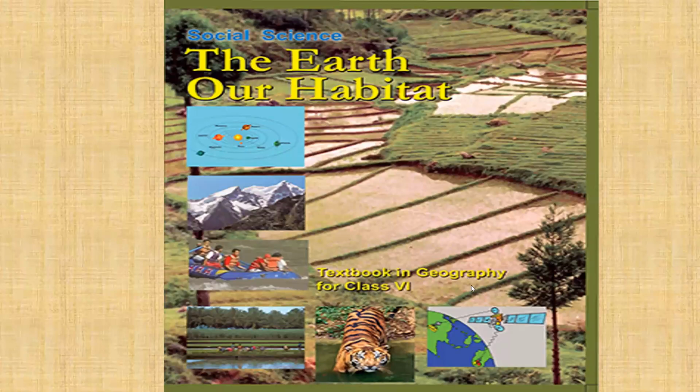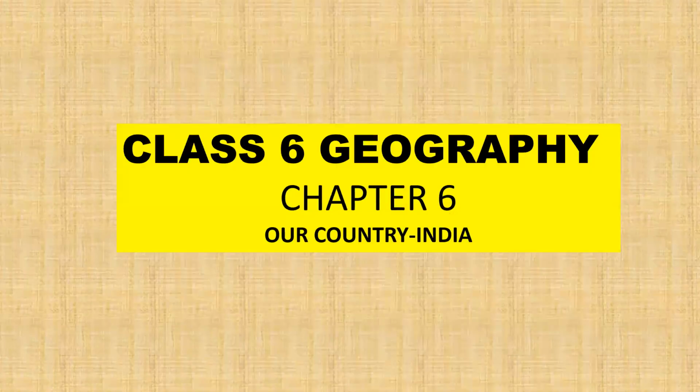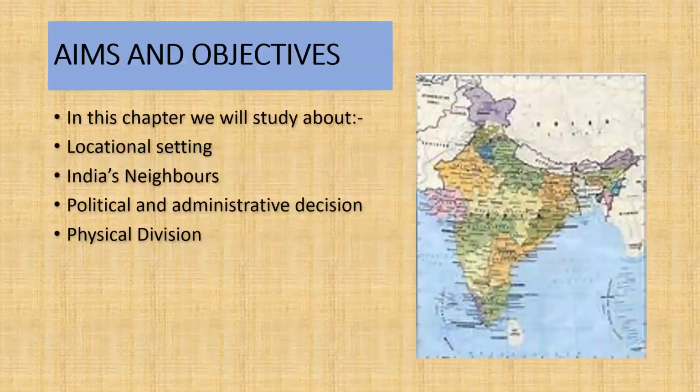Good morning, students. Today, we will start our Geography, Chapter 6, Our Country, India. So, students, the aims and objectives of this chapter are: we will be studying about our country, India, the locational setting of India, India's neighboring countries, political and administrative divisions, and the physical divisions of India.